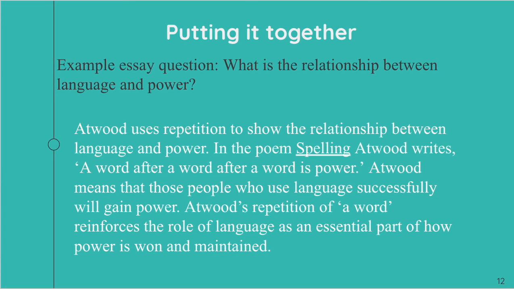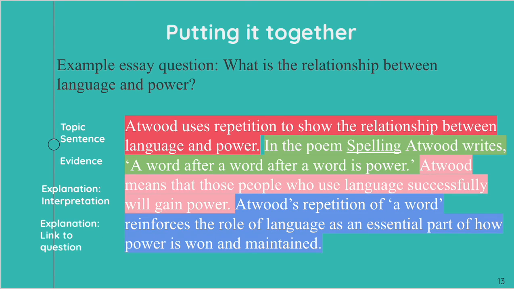All right, let's put it all together. Here's our example essay question. So I'm just keeping it the same. What is the relationship between language and power? Here are the sentences put together. So I've taken my topic sentence. Atwood uses repetition to show the relationship between language and power. In the poem Spelling, Atwood writes, a word after a word after a word is power. Atwood means that those people who use language successfully will gain power. Atwood's repetition of a word reinforces the role of language as an essential part of how power is won and maintained. Here it is annotated.